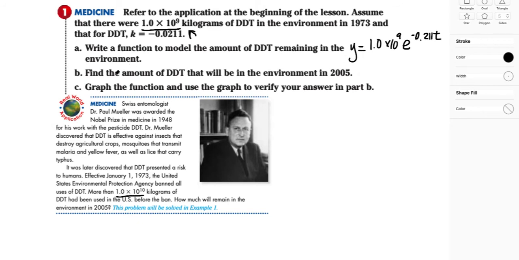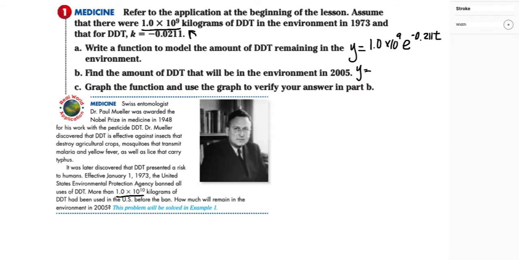And you can always solve that for y. Then they want us to find the amount of DDT that will be in the environment in 2005. Well, we have to think about the time lapse from 1973 to 2005. That's going to be 33 years. So this is what we'd have. 1.0 times 10 to the 9th times e. I didn't really get a 10 to the 9th in there. Here's what I'm actually going to do.